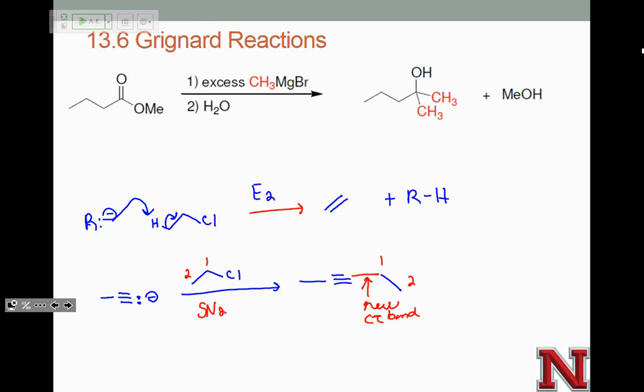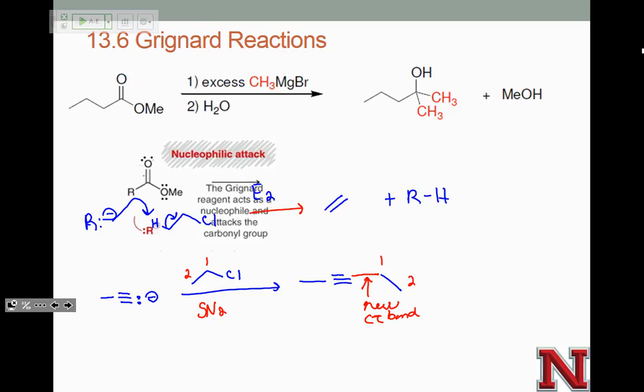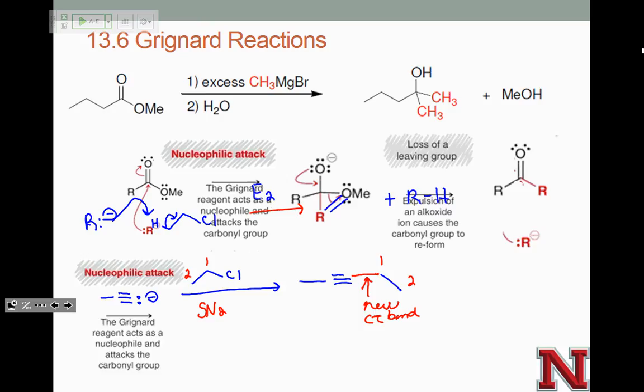Again, the more reactive, the less selective. It's going to do whatever is easiest for it. And the easiest thing, with the least sterics, is deprotonating that hydrogen. Ignore this background stuff.